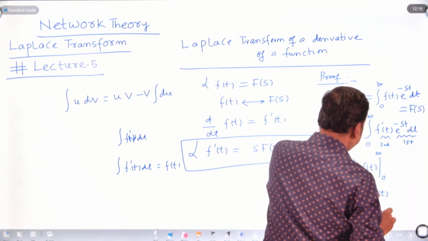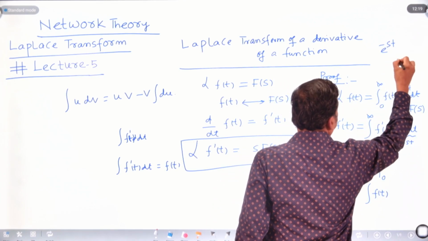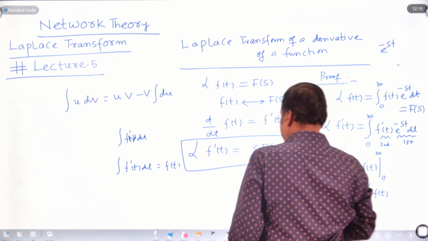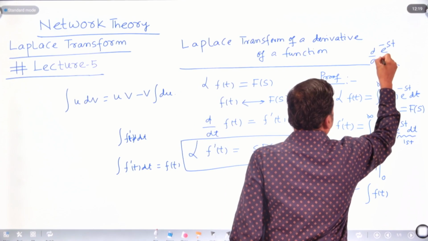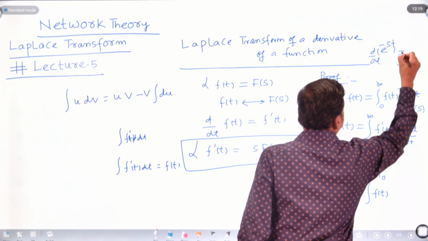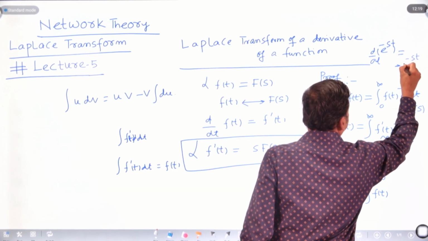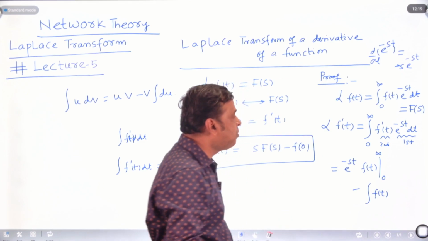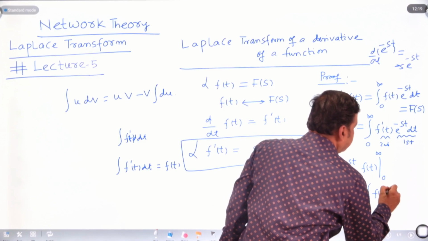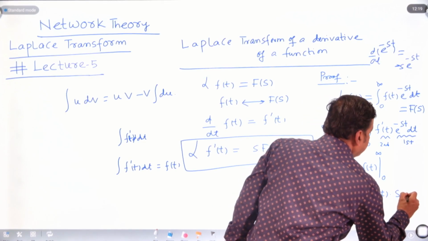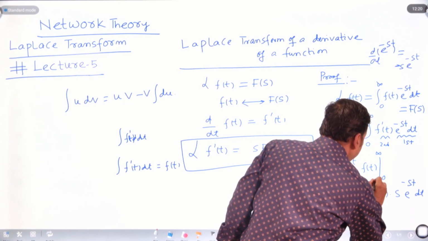And here f of t is v, into du. The derivative of e to the power any function is e to the power that function, times the derivative of the function. So d by dt of e to the power minus st, with respect to t, is minus s into e to the power minus st. With minus and minus giving plus, this is s into e to the power minus st dt, and the limit is 0 to infinite.